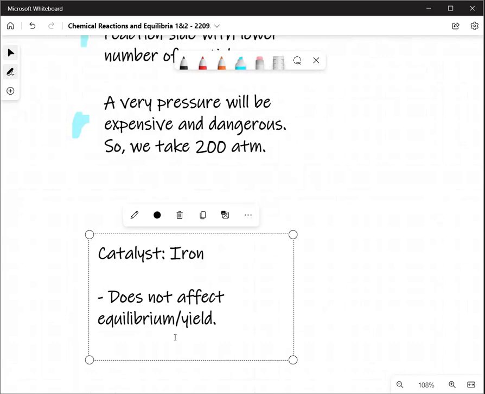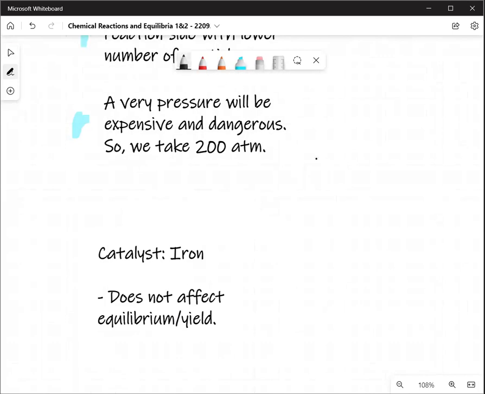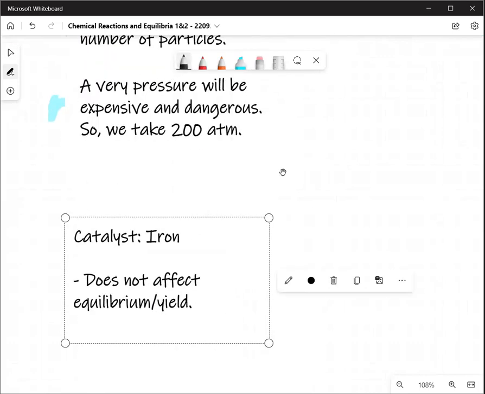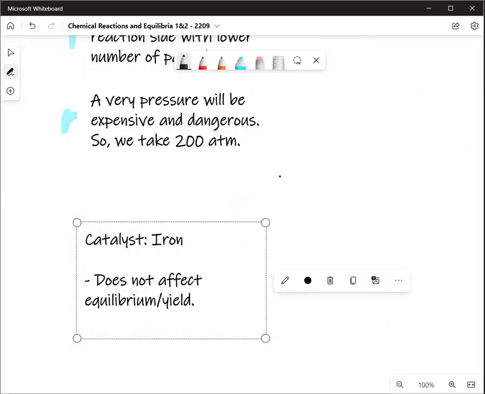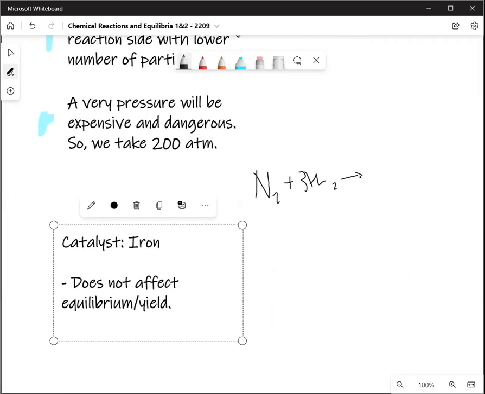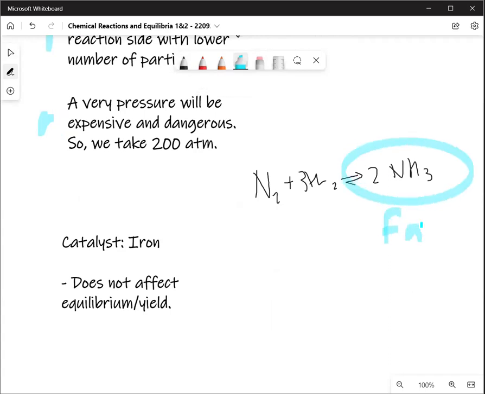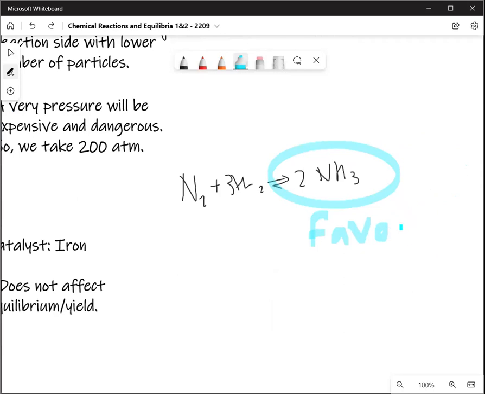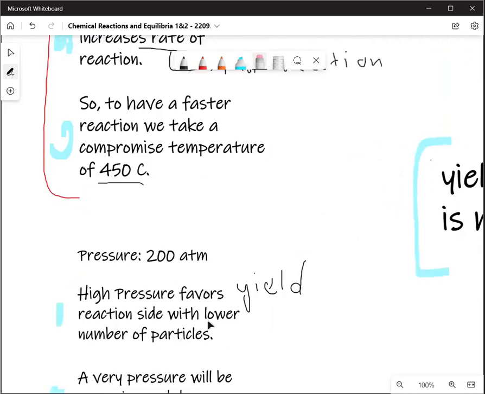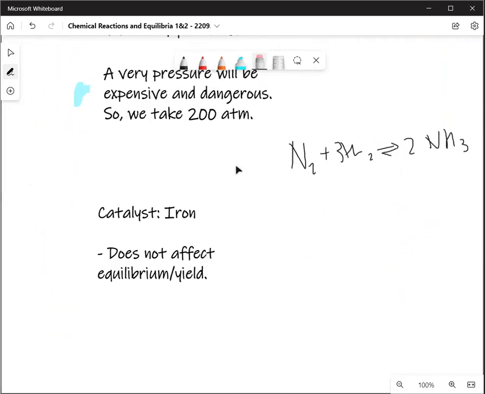The more the forward reaction is favored, the more the equilibrium is towards the forward reaction. Let's say you have this reaction: N2 plus 3H2 gives us 2NH3. The more the reaction of this side is favored, the higher the yield, the more product you'll have. So you need to favor the right side of the reaction. How do we favor it? By using a high pressure and a low temperature. That's how we do it.